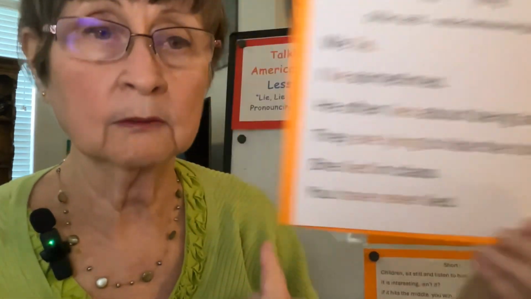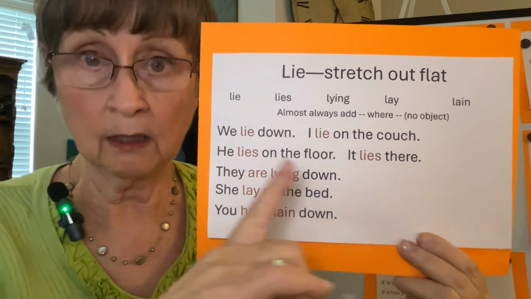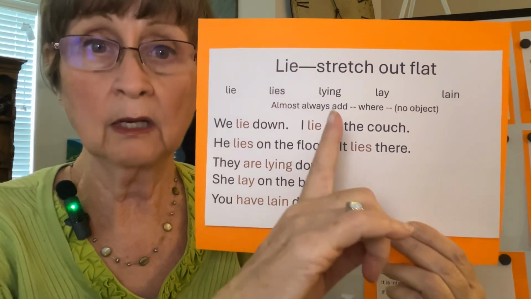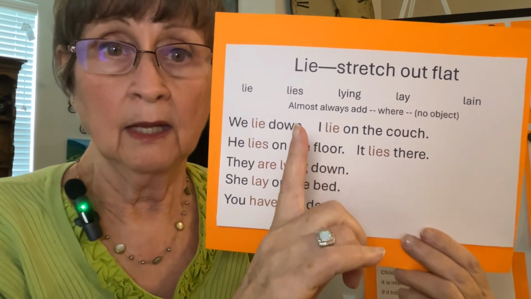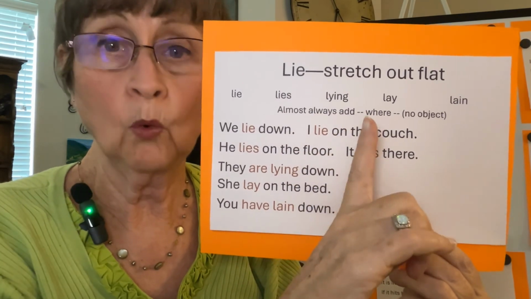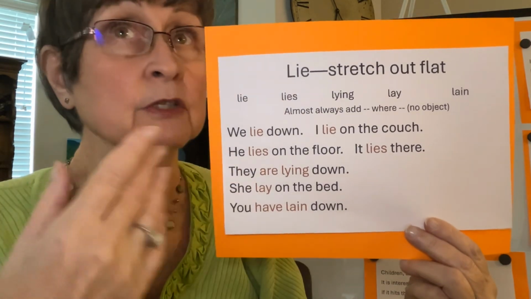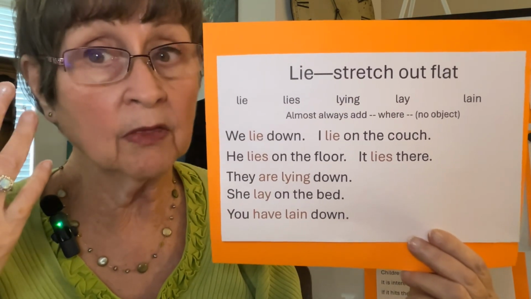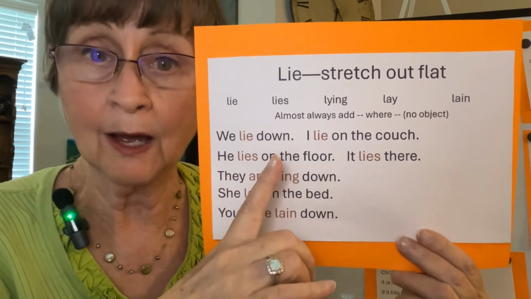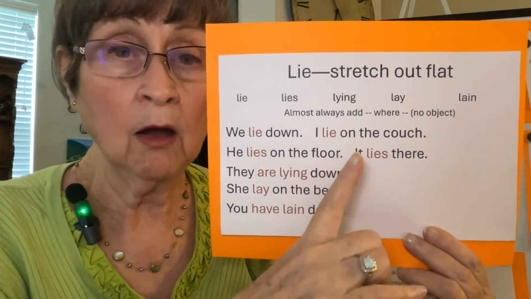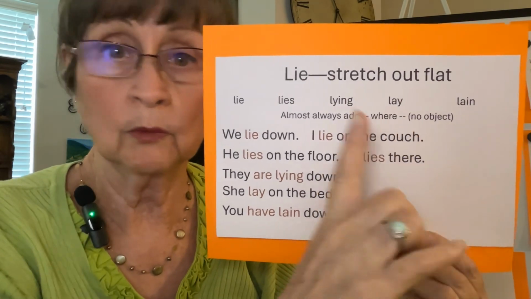Now let's look at the next one. This is the lie that means to stretch out flat. Lie, lies, lying, lay, laying. It almost always adds a where. We do that probably because if you just say, I lie, sounds like you're not telling the truth, and we don't want you to think that. So we say where, and you know you mean this lie. We lie down. I lie on the couch, or on the beach, or on the floor, so many places.